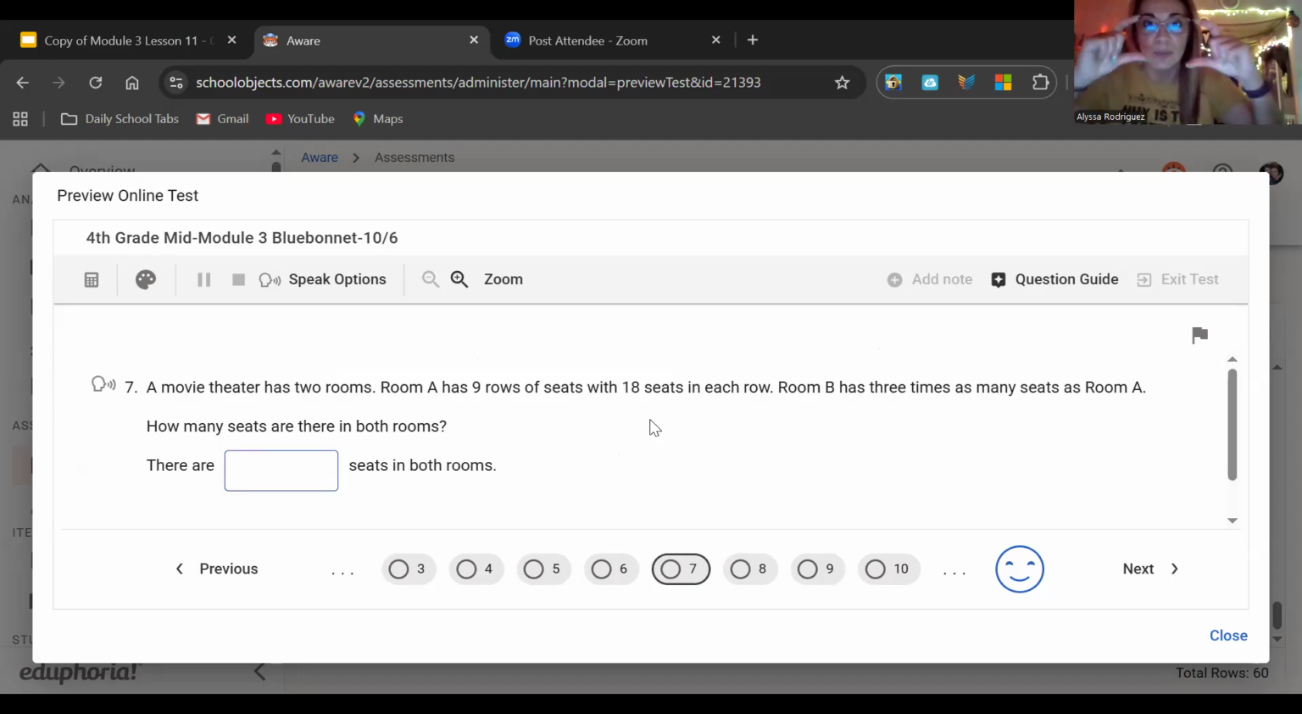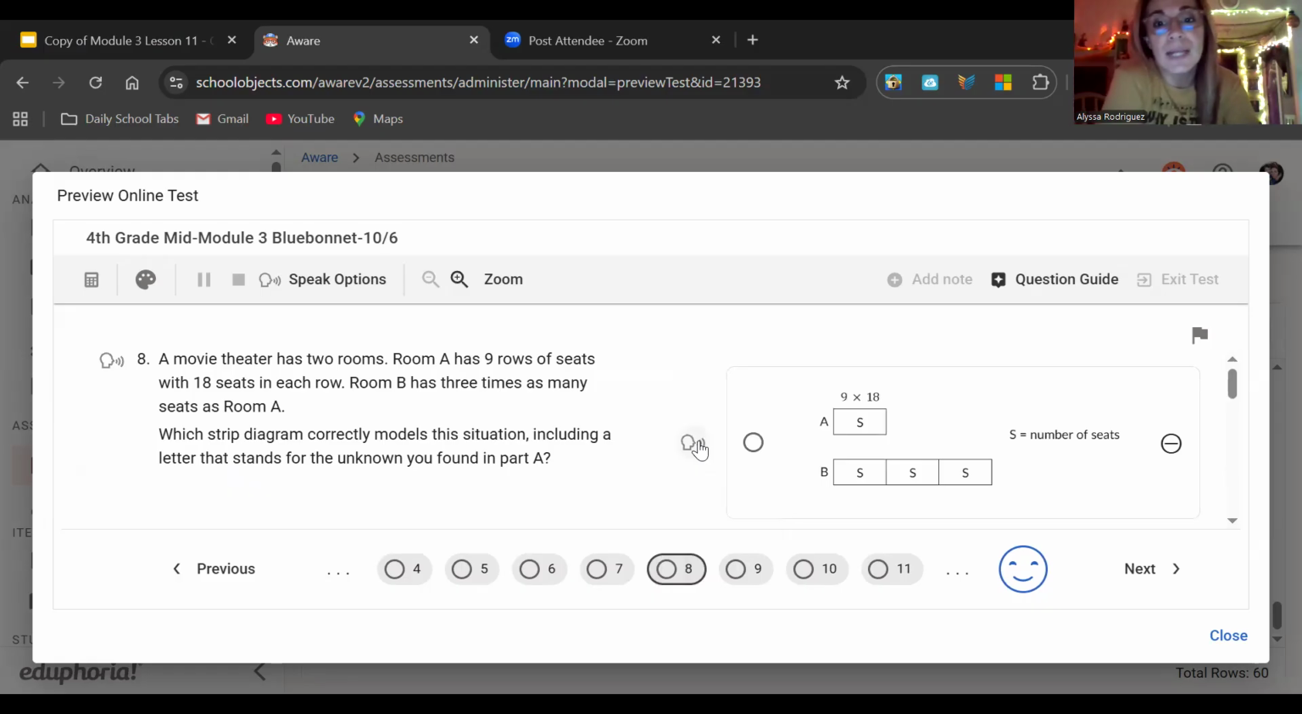Or draw your 9 rows. Draw your 9 rows, 18, 18, 18 in all of them. Multiply it. Or if you want to just add 18 9 times to get the answer, whatever your answer is, then that answer, you're going to do that answer 3 times. That answer plus that answer plus that answer, or that answer times 3 to get your answer.